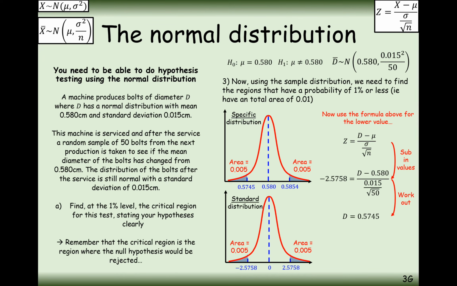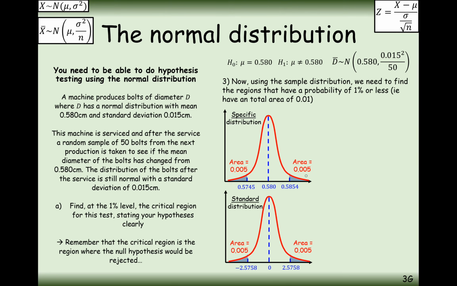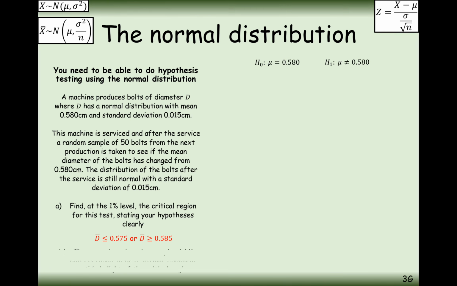It's going to be 0.5745 on that side there. Now what we're effectively saying is that the critical region is going to be in this region here or in this region here. So it's where the sample means are going to be less than or equal to 0.575 or more than 0.585. So there we are, that's the answer to the question. That is the critical region for this question here then.